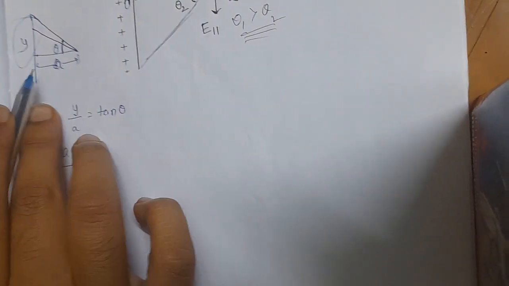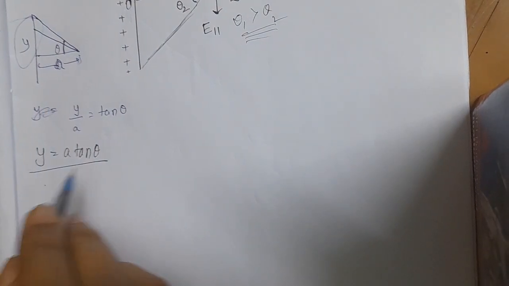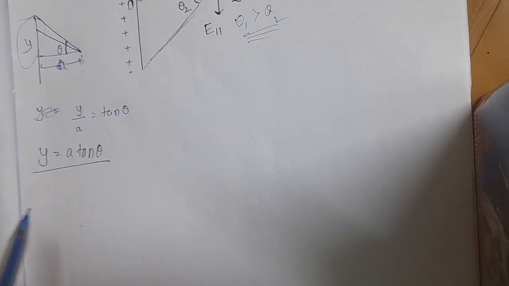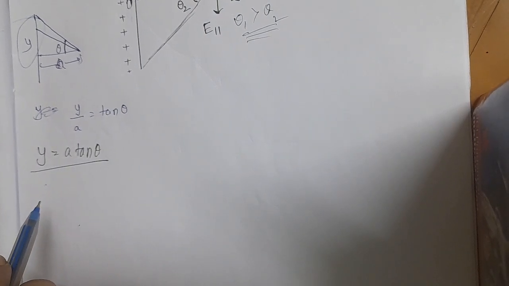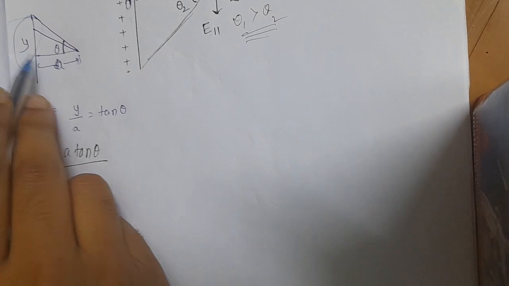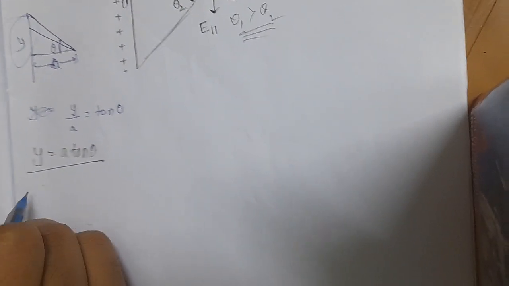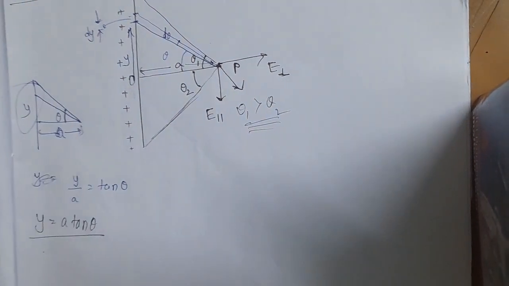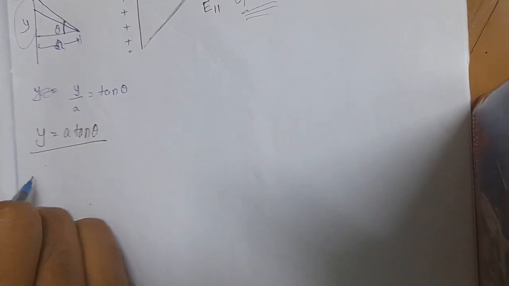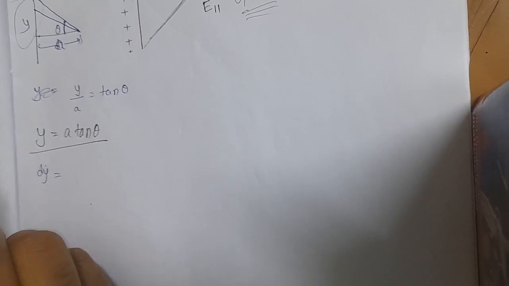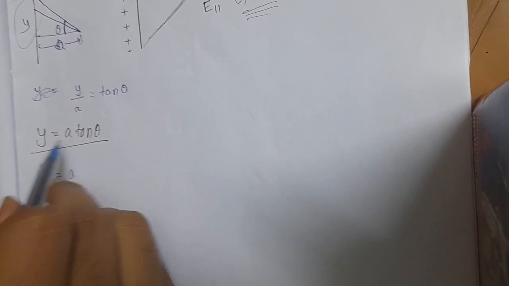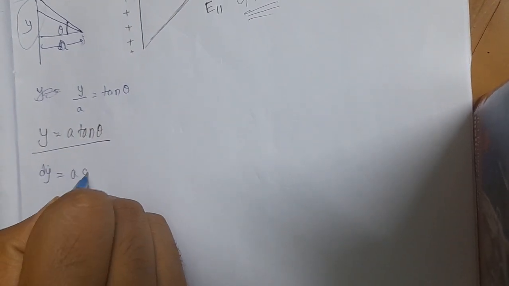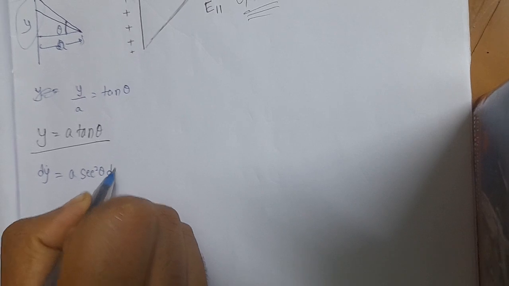You should remember it as obviously as you can. Now, what is the advantage here? As you can see, I have converted the variables in terms of an angle theta. What will be the advantage? I will show you at the end of this video. Let's differentiate it, as we have assumed that to be an elemental length dy. On differentiating both sides, we get dy equals a, which is constant and comes out of the differentiation, times the derivative of tan theta, which is sec squared theta d theta.